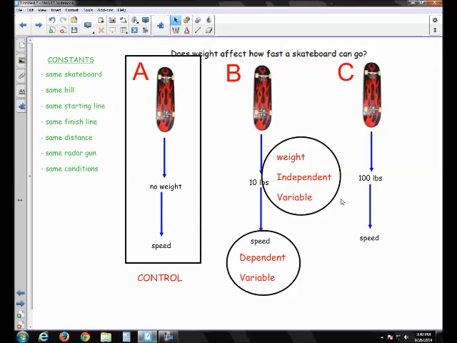Another way to identify it is we're keeping everything the same in trial A, B, and C. We have all these constants. We're trying to keep everything the same except for one thing. What is the one thing that we're changing in trials A, B, and C? And that is the weight. And that's another clue on what your independent variable is. The weight is the only thing that we're changing, and so weight is the independent variable. I hope this helps you understand more about how constants, independent and dependent variables, and a control all play a part in a good experiment.